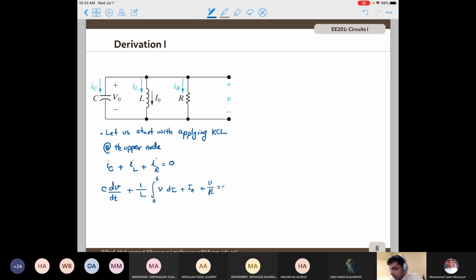The current through the resistor, by Ohm's law, is V over R. Okay, so what can we say about this equation? Well, this equation contains a derivative of the function, and an integral. So it's not straightforward to simplify or solve, because there is a mixture between differentiation and integration. So let's rewrite it in terms of only differential operators.